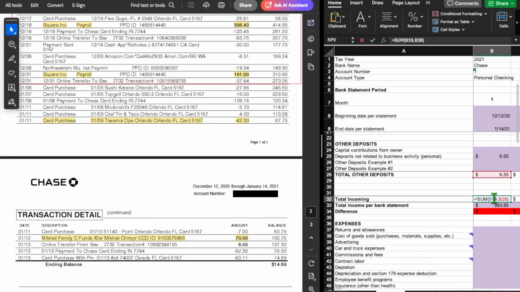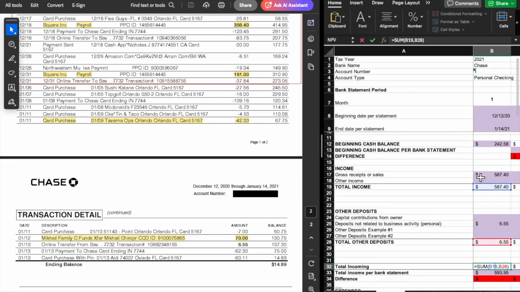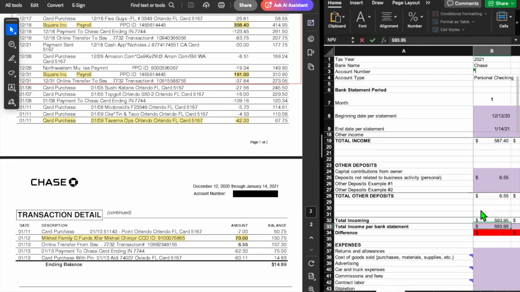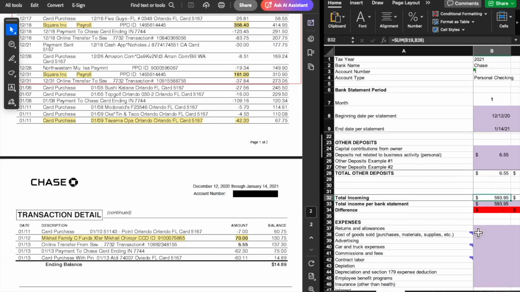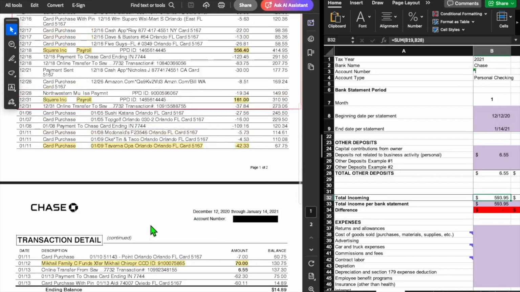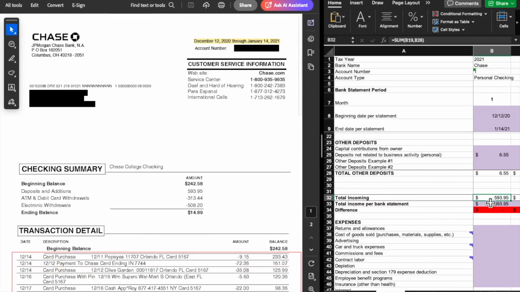So this formula is adding up the numbers that we entered. So both the business and the non-business items, it's totaling them right here. So that's our total incoming into our statement. And then in this line, we manually write whatever the total incoming was in this summary, which right here says 593.95. So I will manually type that there. And then this formula subtracts the two numbers. If it's 0, that means we are good.